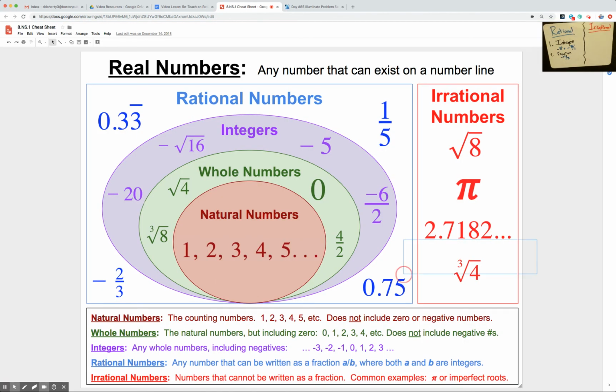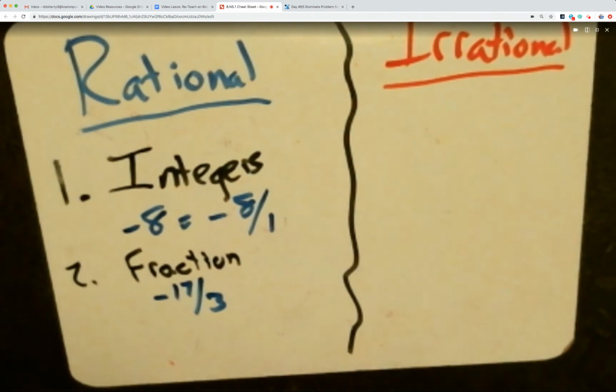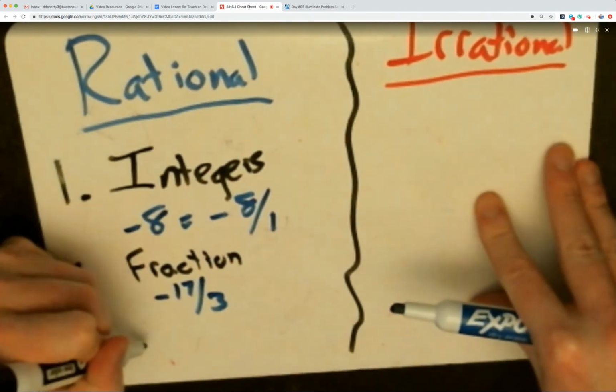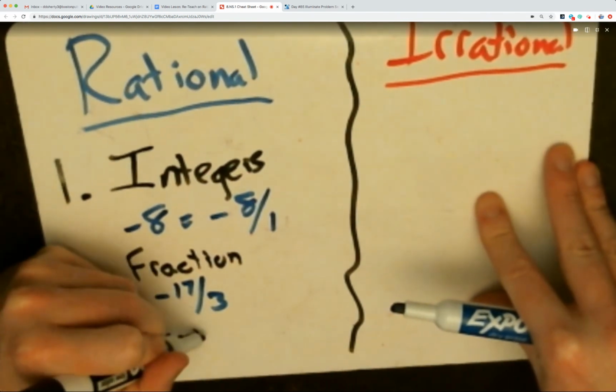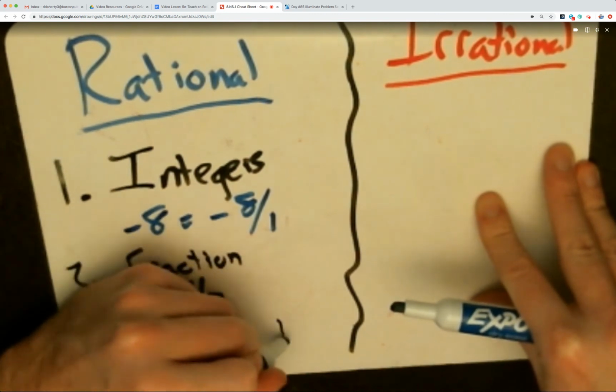Next up, any decimal that terminates. So right here we see 0.75. We'll use that as an example. We're going to say any terminating decimal has to be rational.